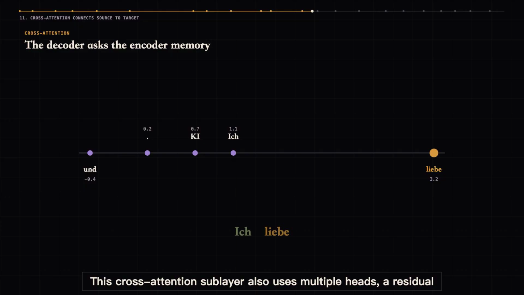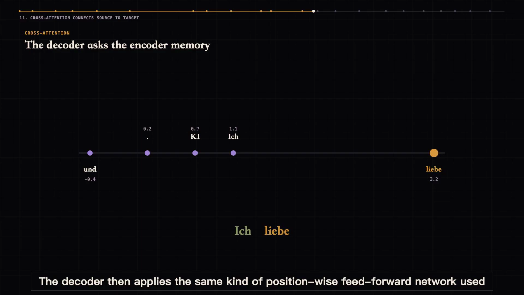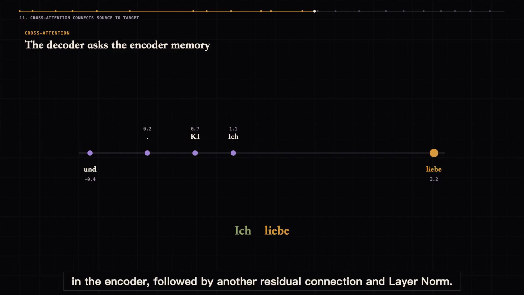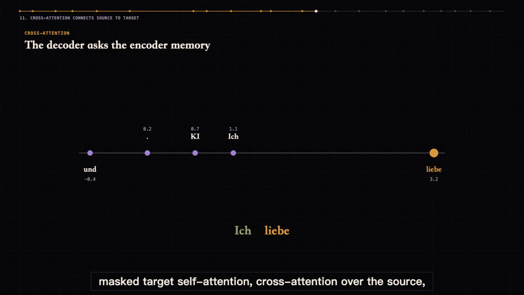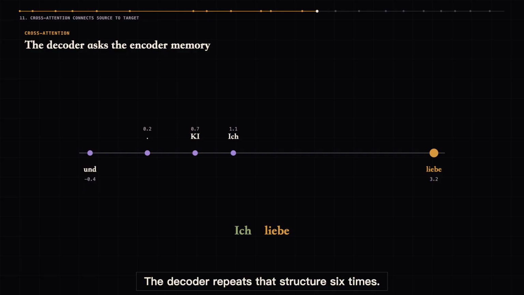This cross-attention sublayer also uses multiple heads, a residual connection, and layer norm. The decoder then applies the same kind of position-wise feed-forward network used in the encoder, followed by another residual connection and layer norm. One original decoder layer, therefore, performs this sequence. Masked target self-attention, cross-attention over the source, then a feed-forward transformation. The decoder repeats that structure 6 times.